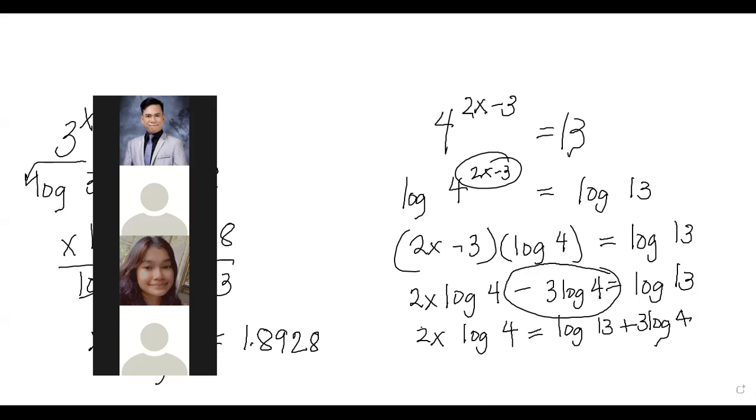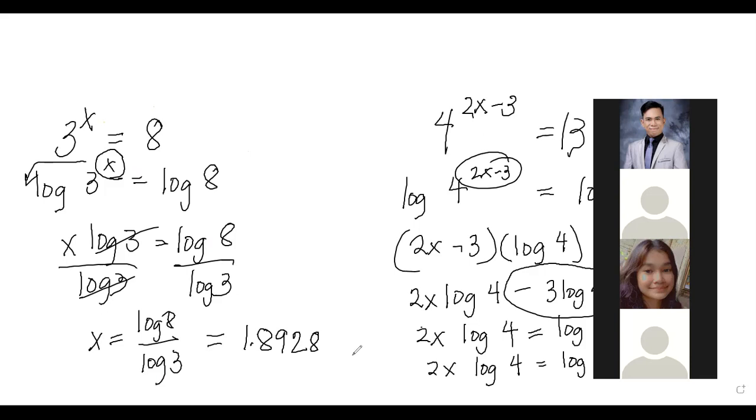Tama? O sige, anong gagawin natin para mapagsama ito? Para mapaliit siya, aangat ko muna yung 3. Okay? So, meron tayong 2x log 4 equals log 13 plus log 4 raised to 3. Ngayon, class, o sige nga, ano ang 4 raised to 3? 4 times 4 ilan?